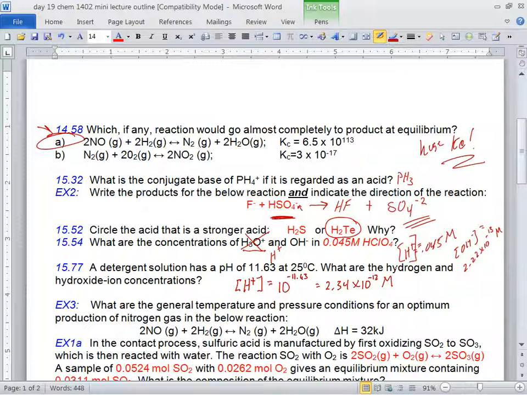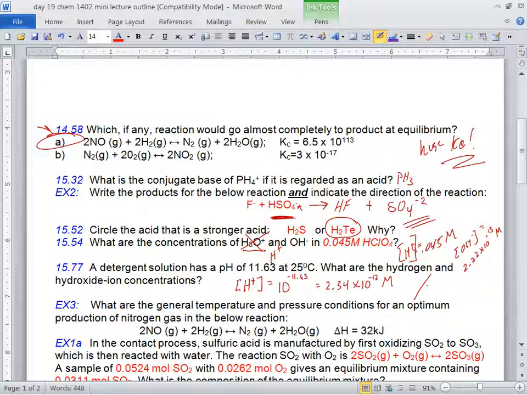Or hydroxide is equal to 10 to the negative pOH. That's also a game you could play. Okay. So the hydroxide ion concentration. Steph, how would you get the hydroxide ion concentration now? Well, when I did it, I used the pH to find the pOH.